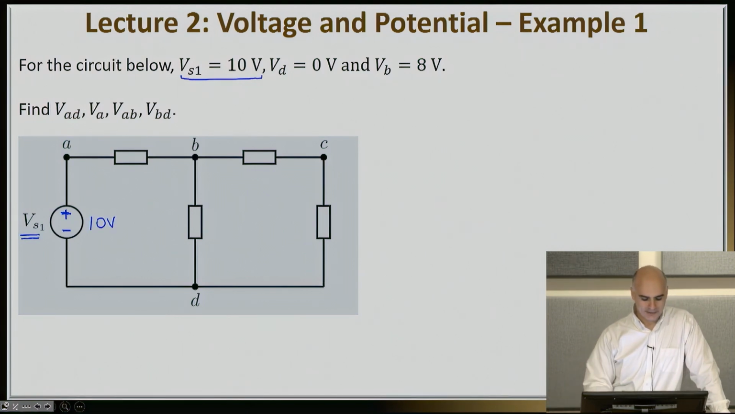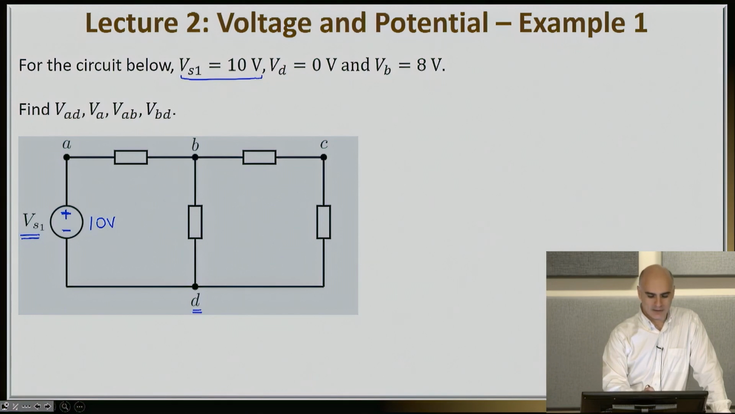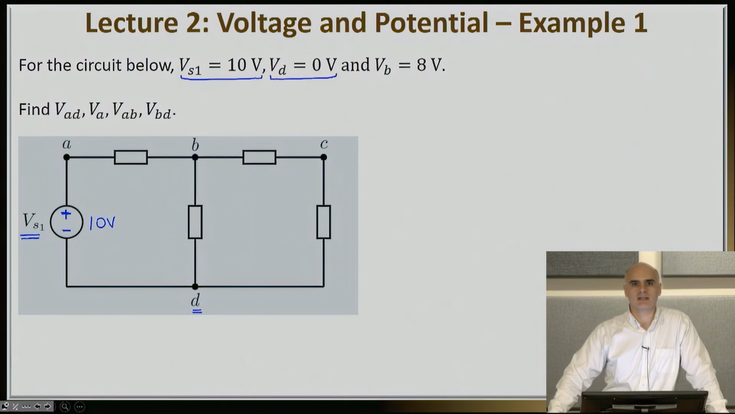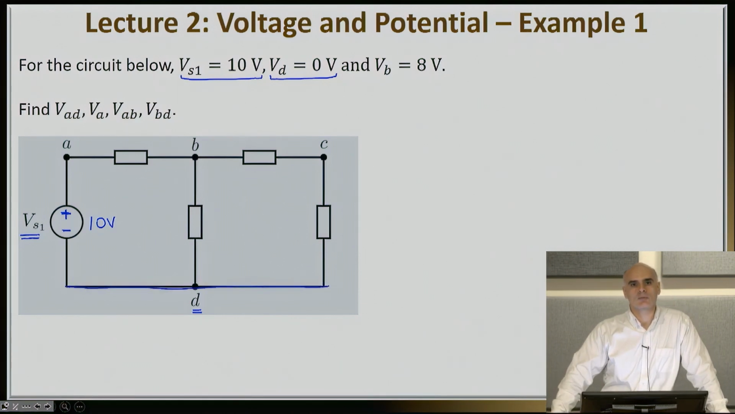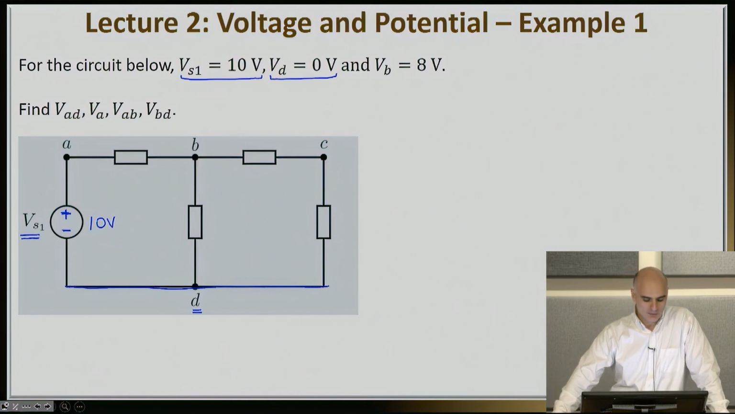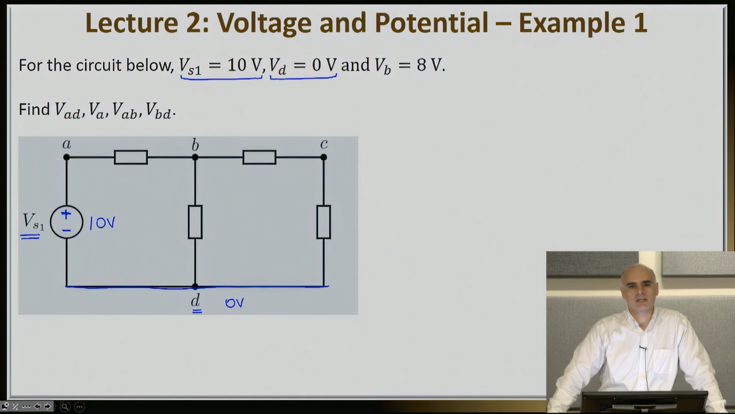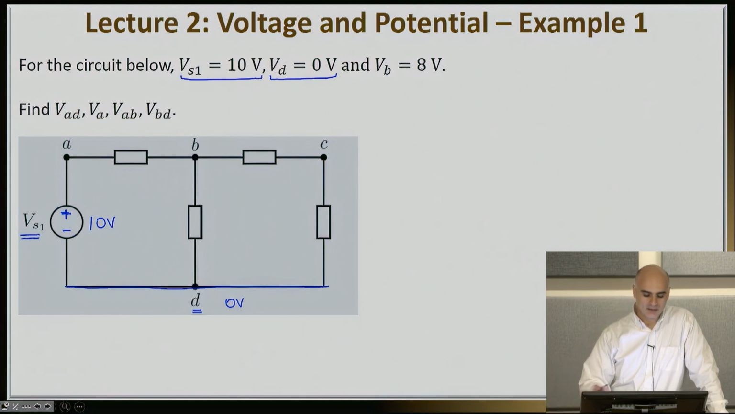We're also given that VD is 0 volts. This is something that we covered a little bit in the theory. But as a reminder, typically the very bottom node of a circuit is assumed to be ground. In other words, it is assumed to be equal to 0 volts. It doesn't have to be, but this is a very typical assumption. And finally, we're also given that VB, the voltage at node B, is equal to 8 volts.